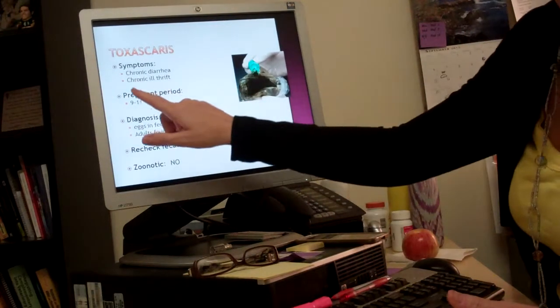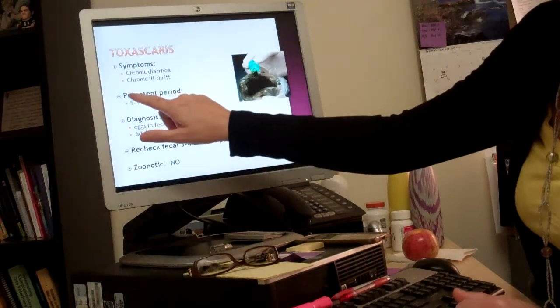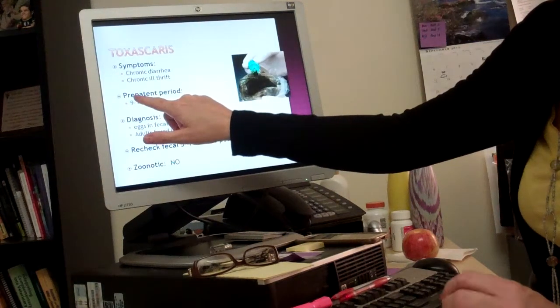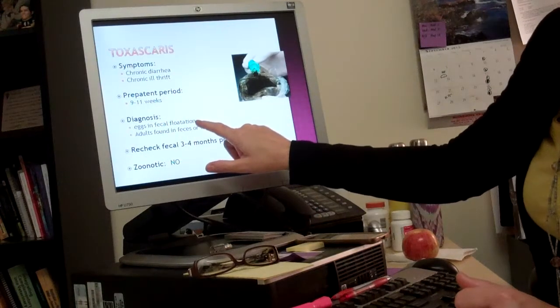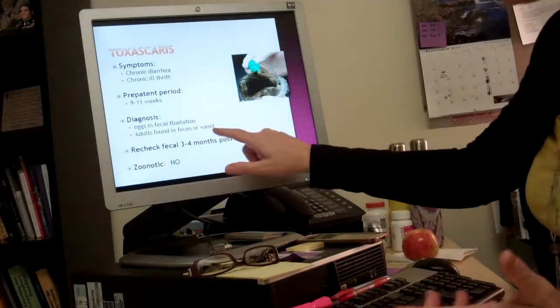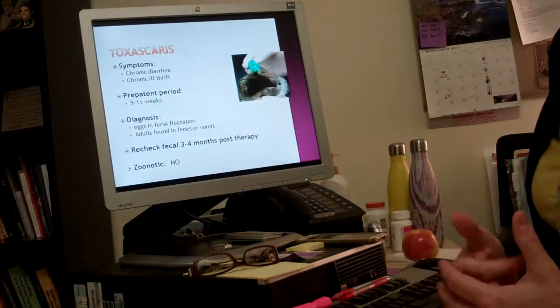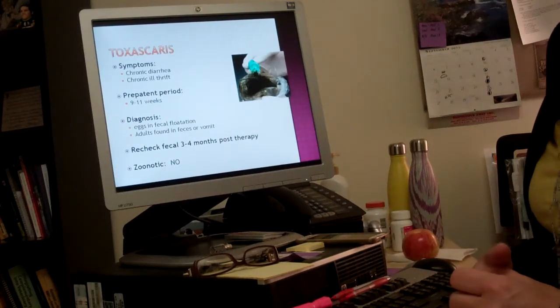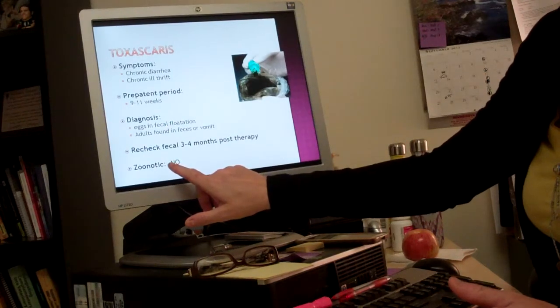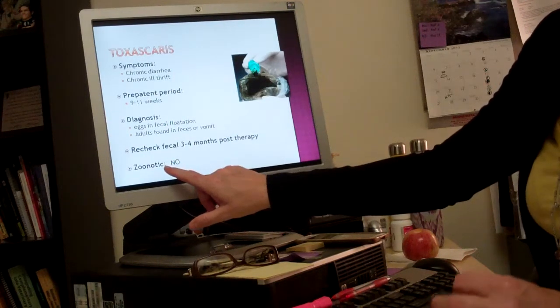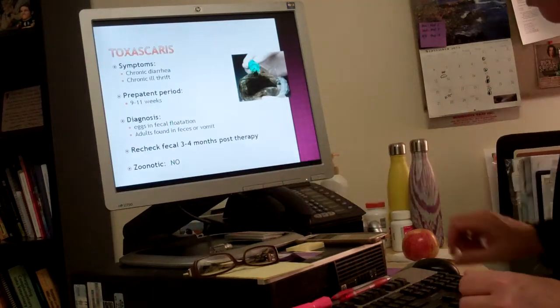We do have a different prepatent period. Again, not testing you on that. What you need to remember is the infection to detection with a test. We diagnose it the same way in the fecal float. Again, the possibility of finding adults is there, but usually the adults don't want to be found, so you're less likely to find them. This particular species of roundworm is not zoonotic. You're going to see that this is the only roundworm that is not zoonotic.